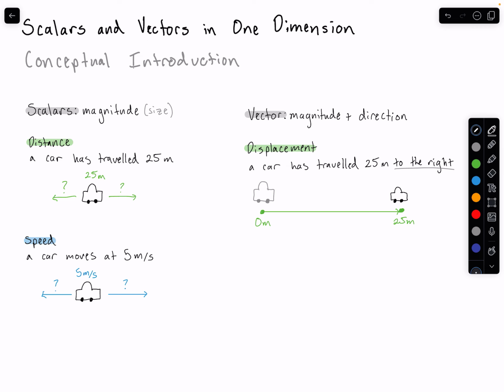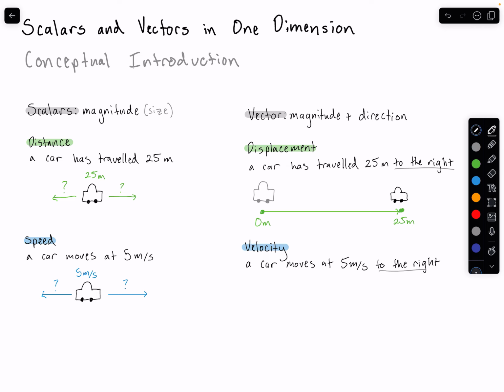Next we can go into speed. So speed gives you the magnitude of how fast a car is going, but it doesn't give you direction. If you include direction, this is called velocity. So as a written example, we can say a car moves at 5 meters per second to the right. So now we have a direction in which the car is moving, to the right.